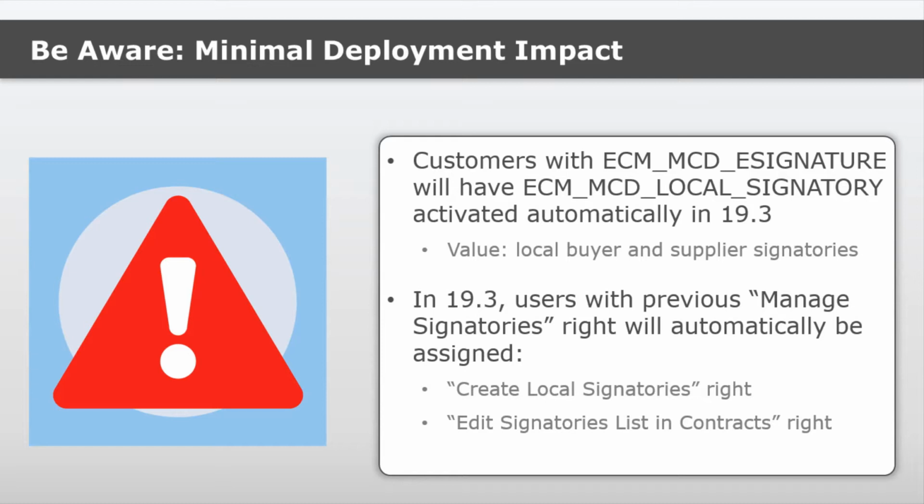In 19.3, the Create Local Signatories right will be automatically assigned to users who previously had the Manage Signatories right in 19.2, again to ensure that users who could previously manage local signatories don't experience a difference once 19.3 rolls out. If you would like to remove this right for some users in your organization, be sure to disable the user right. Also, if a user had that Manage Signatories right prior to this release, then that user will automatically have the Edit Signatories List in Contracts right upon the release of 19.3 features, once again just to minimize the impact on usability of their daily tasks.